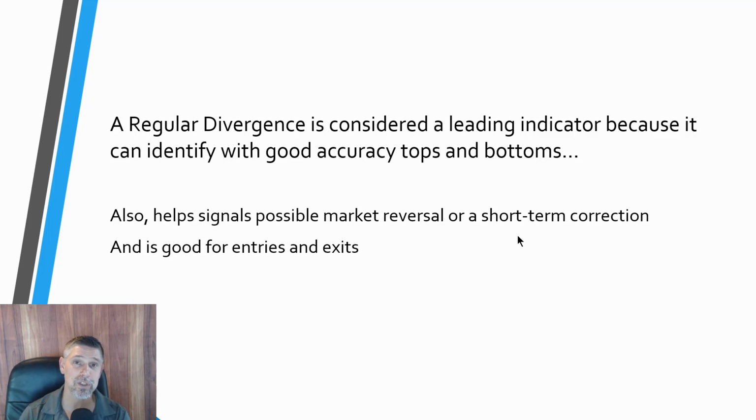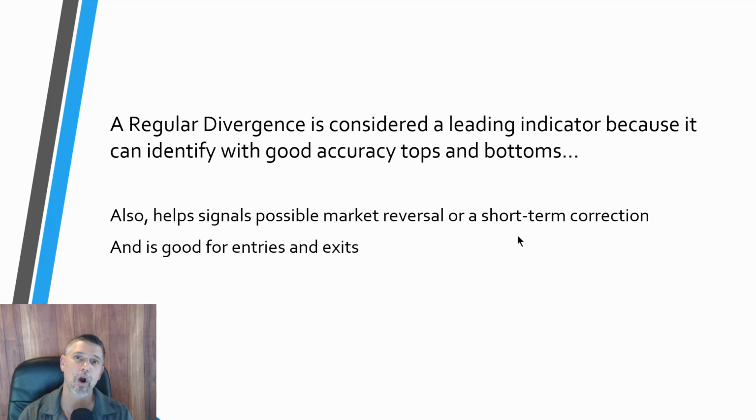So we can use this divergence whenever it occurs as a leading indicator, right? So this time, whoop, the horse is being dragged by the cart. Doesn't happen all the time, but it's a really good indication. It also helps signal possible market reversals or short-term corrections, and it's good for entries and exits. So that's what we're doing here. These are short-term corrections in the divergence.